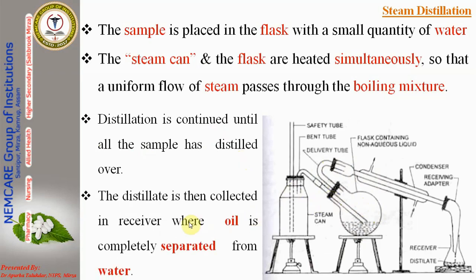The distillate is then collected in the receiver. Oil is completely separated from the water. When the vapor passes through the sample, the oil first gets evaporated and goes to the condenser, and it is collected in the receiver, leaving the water here and separating the oil into the receiver.